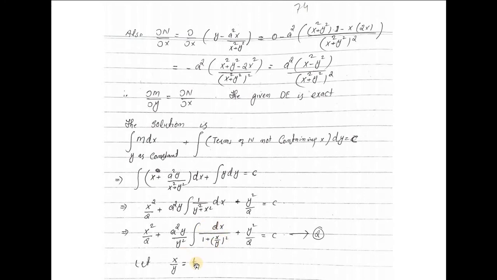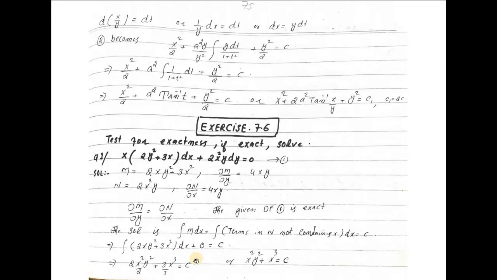Let us take x over y equal to t. The differential of x over y is equal to the differential of t, and this gives 1 over y dx equal to dt, that is dx equals y dt. Putting the value, equation 2 becomes x square divided by 2 plus a square times the integral of y dt over y square times 1 plus t square, plus y square over 2 is equal to c.